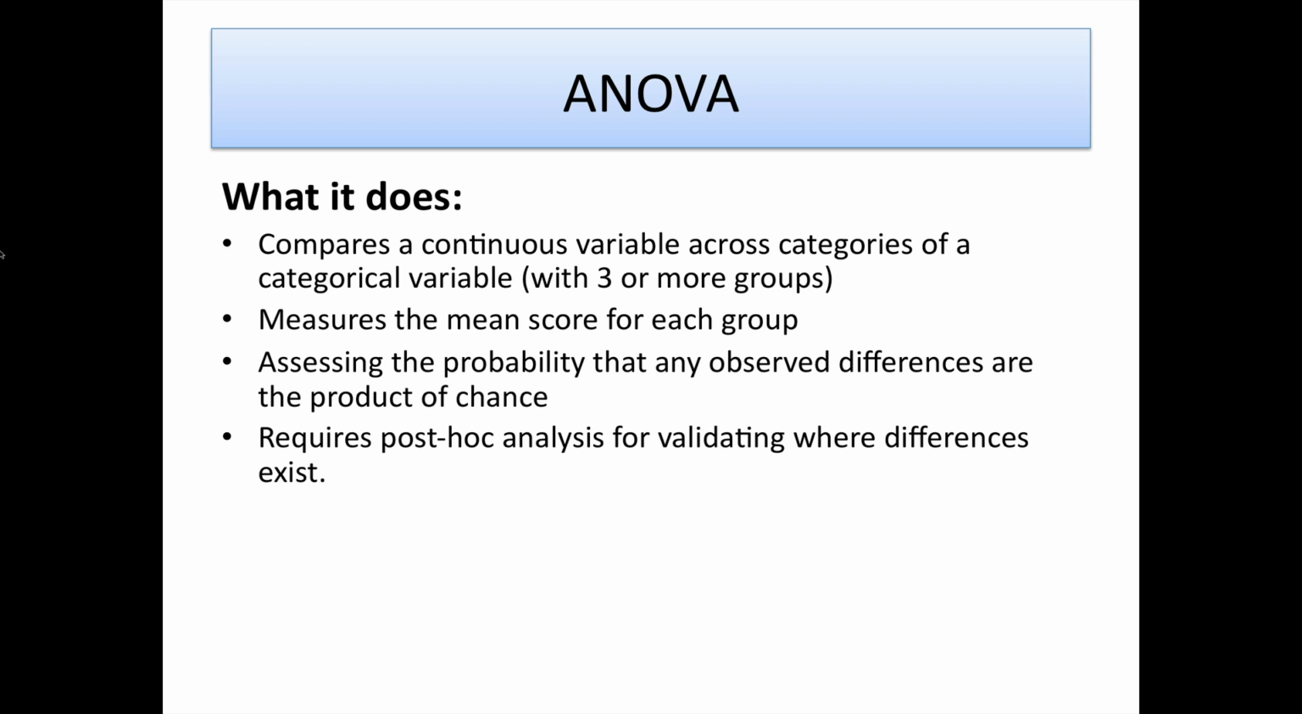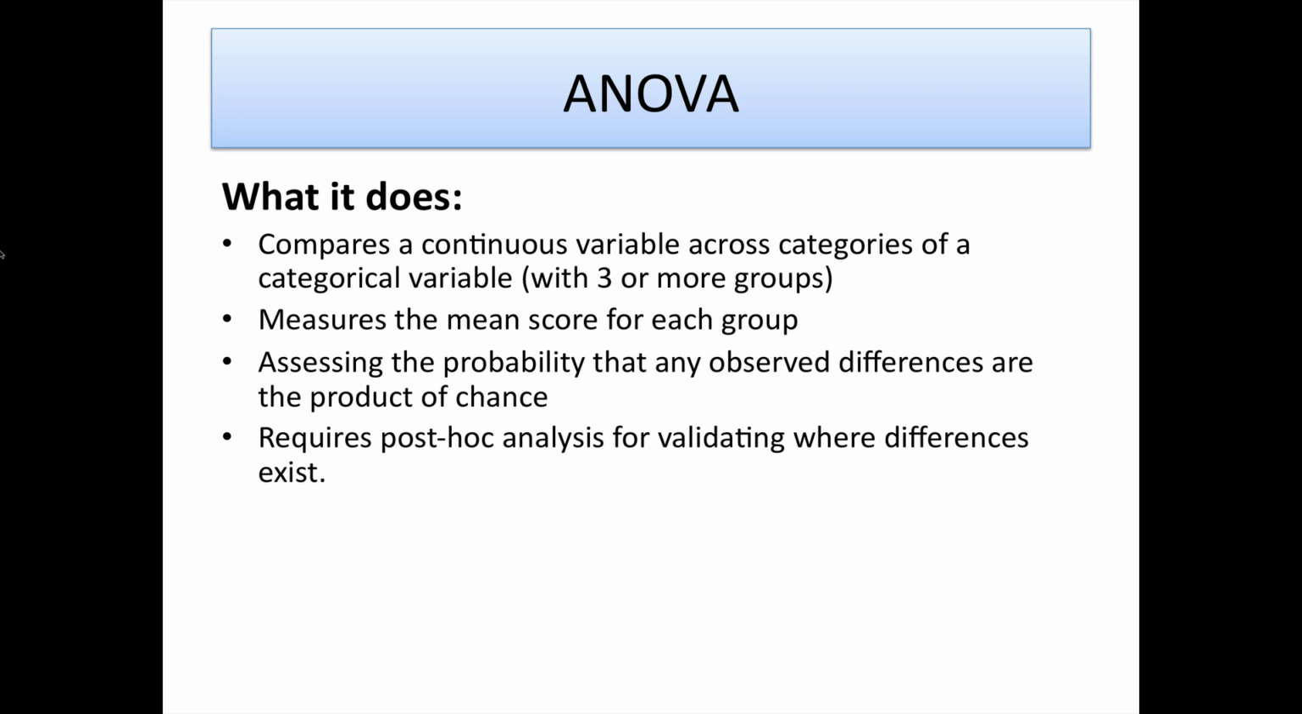So, what does ANOVA do? Essentially, it extends upon theories of independent samples t-tests and paired samples t-tests, particularly the former, by comparing a continuous variable, say age or income, across categories of a wider categorical variable, so with three or more groups. As with an independent samples t-test, we need two groups, and we compare two groups on a continuous variable. With ANOVA, we have to have three or more groups.